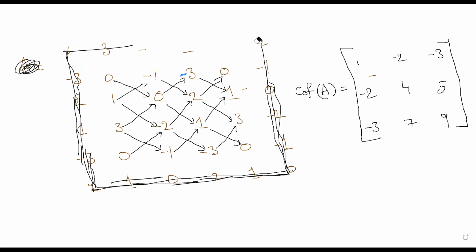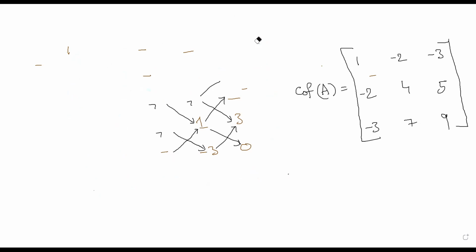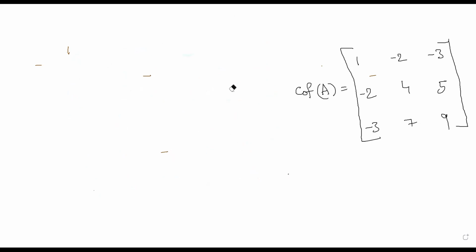Now what I have to do? Multiply it with 1, but then it's the same. Into 1 is the same matrix, so the answer is not going to change. The only thing you have to do is take the transpose of the cofactor matrix. When you take the transpose, that is the adjoint. Adjoint of A is nothing but the cofactor matrix of A whole transpose.